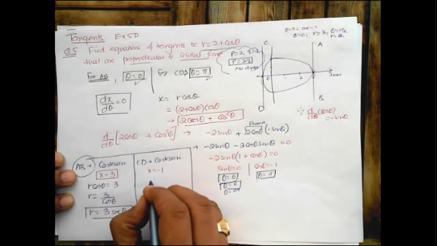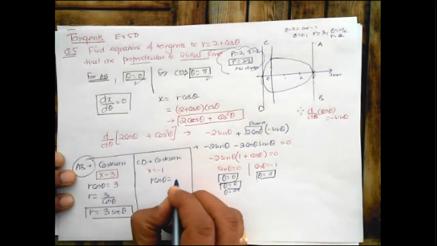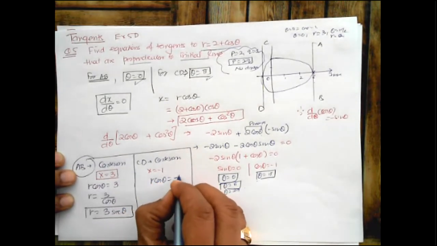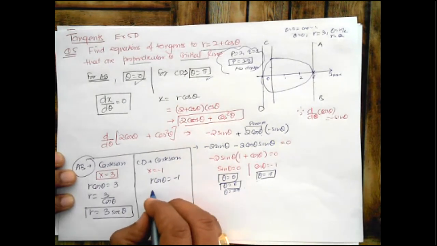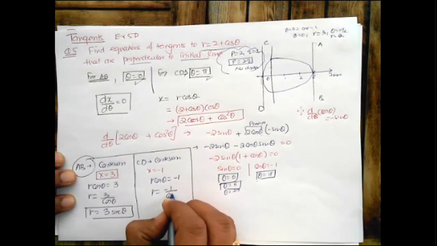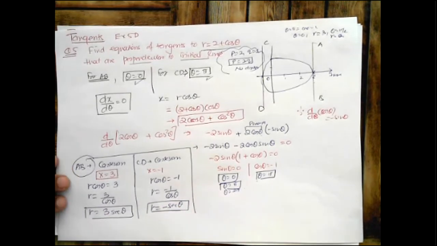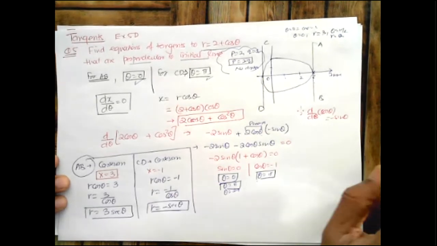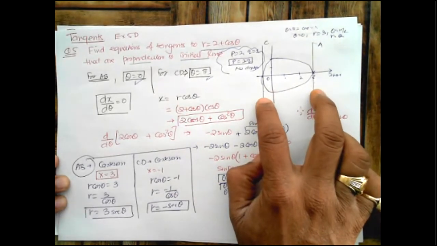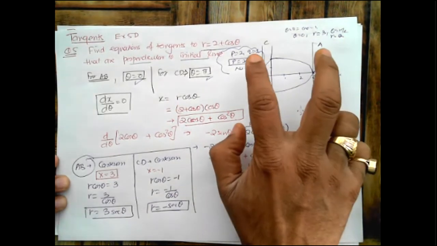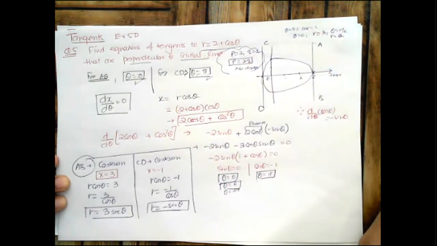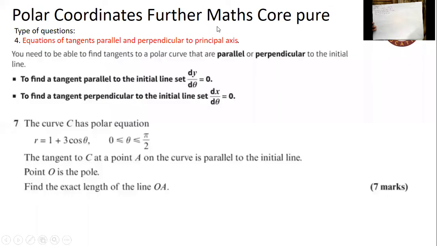And for CD, r cos theta is equal to minus 1. So r is equal to minus 1 over cos theta. So r equals minus sec theta. So guys, these are the two equations. Hope they're right. You can check the answers in the back of the book. These are the two equations of the tangents to this polar curve, tangents perpendicular to the initial line. Okay, move on to the next question, which is question number 7.